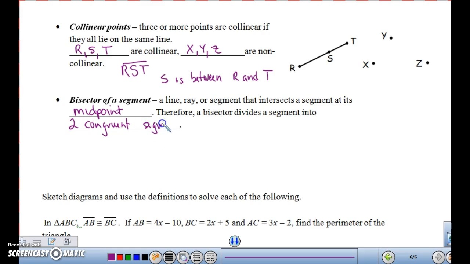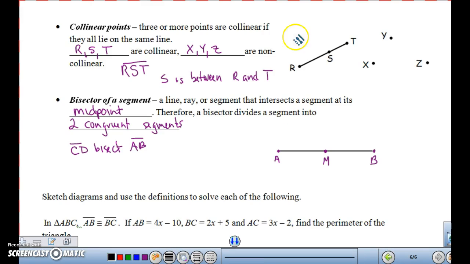So I do want to point out something when we draw a picture of this. So let's draw ourselves a picture. Here is my segment. I'm going to call this segment AB. All right, now I want to bisect this segment using CD, a line CD. So I'm going to say that CD is going to bisect AB. So I want to make sure that I go through the middle of AB. So I'm going to draw my midpoint right here. Here's my midpoint.